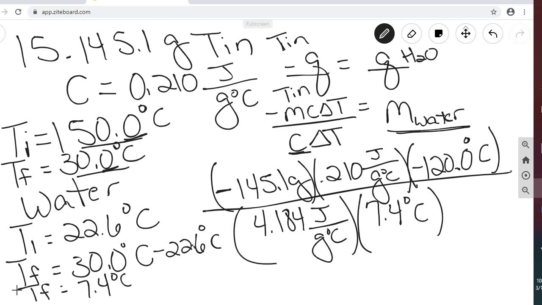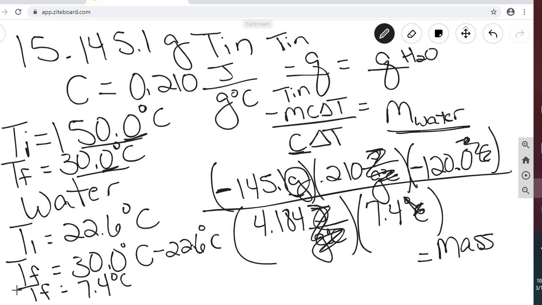So let's look at units first. So here we have joules over grams per degree C on top and bottom, so they cancel. Here we have degrees C and we have degrees C, so they cancel. So all we're left with is grams, and that's a mass unit. That's what we measure mass in. Okay, so then if we look here, we have a negative here, and we have a negative here. Negative times negative is positive. So the top is going to be positive, the bottom will be positive, so the mass of the water will be positive. We can't have a negative mass.